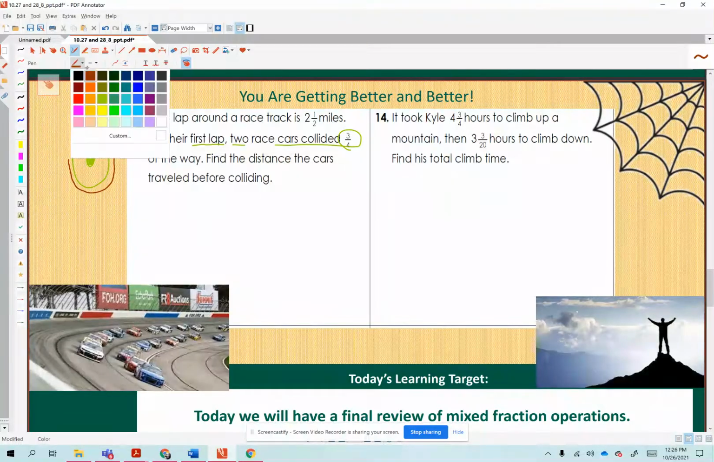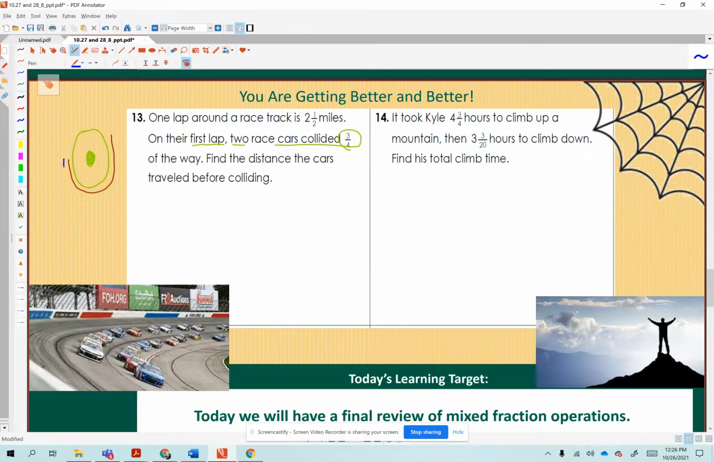There's one car. Here's another car going around the track. And when they get 3/4 of the way around the track, they collide. Not a good thing. I hope nobody got hurt. So the question is, find the distance the cars travel before colliding. So we're talking about miles. Let's be mindful of that.